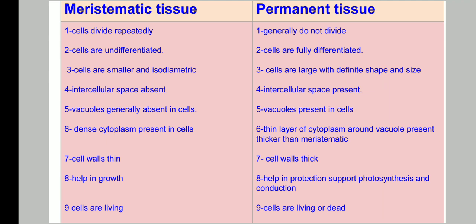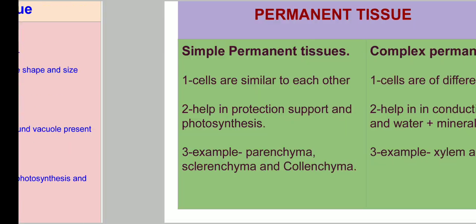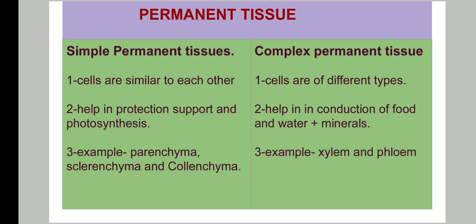And then meristematic tissues help in growth, but permanent tissues help in protection, support, photosynthesis, and conduction of substances, that means transportation of substances. And meristematic tissue cells are living cells, and permanent tissue cells are living or maybe dead, like parenchyma and collenchyma cells are living cells and sclerenchymatous cells are dead cells. So that was the difference between meristematic tissue and permanent tissue.